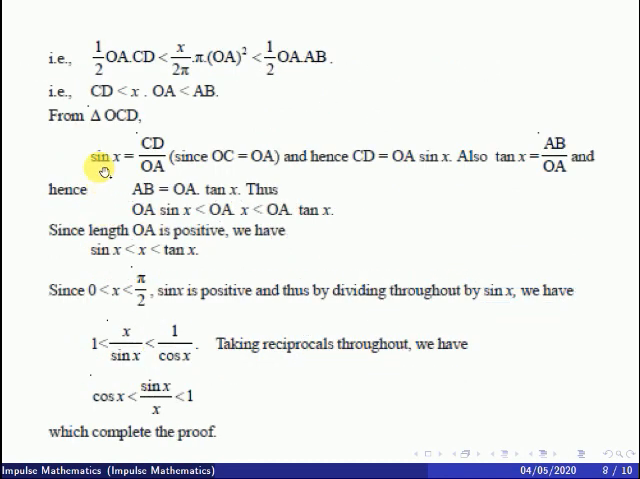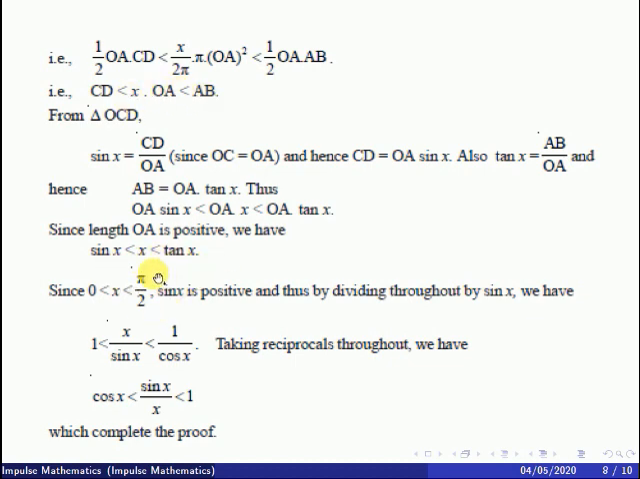Now from triangle COD, which is a right angle triangle, sin x equals CD by OA. Therefore CD equals OA sin x. Now tan x equals AB by OA, so AB equals OA tan x. Now putting the values of CD and AB in here, we get sin x < x < tan x.